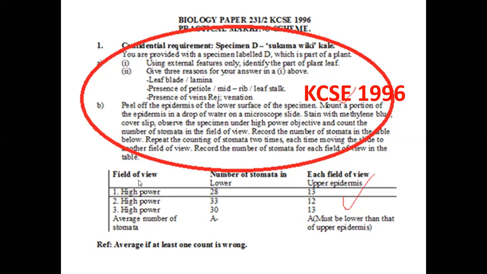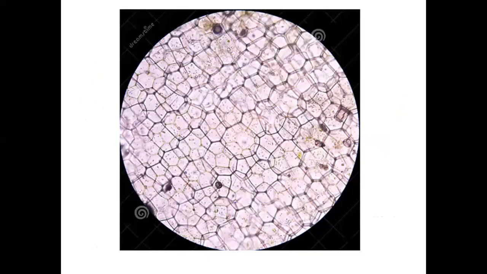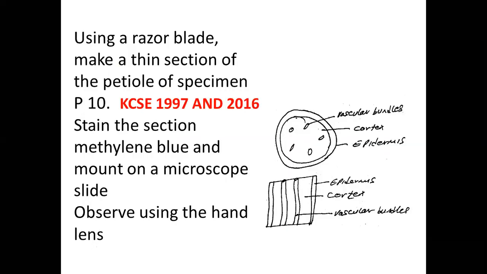Now, maybe at this point, I want to say that in 1997 and also 2016, the examiner brought another area that has never been given a lot of thought by most of us. And it is good I mention it here. I may forget. We are told to cut. Of course, we were given a mango leaf. It was a mango leaf with a petiole. So we are to make thin section of a petiole.